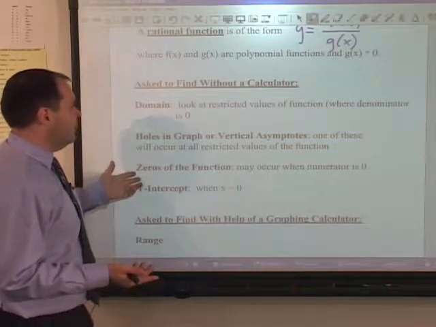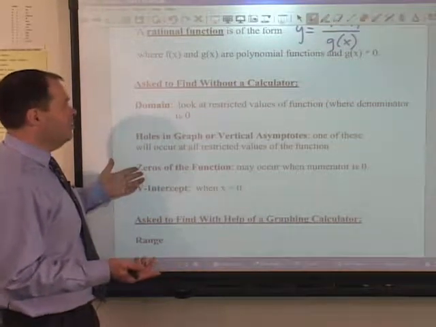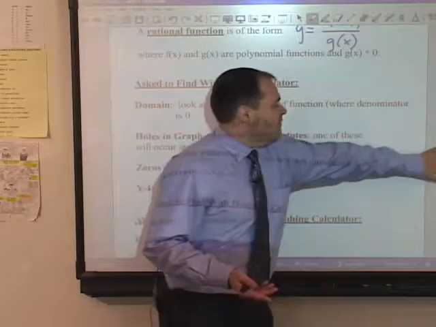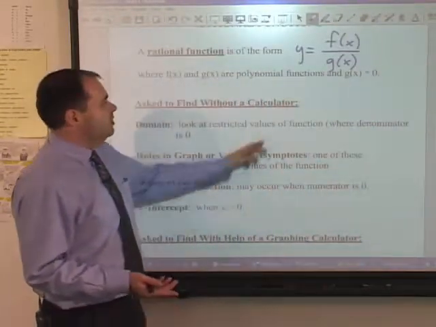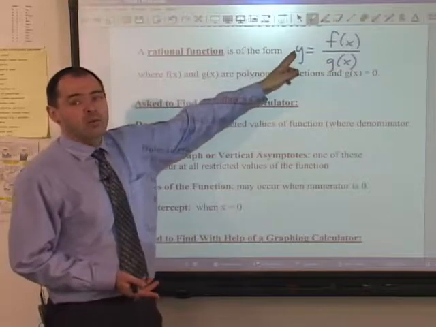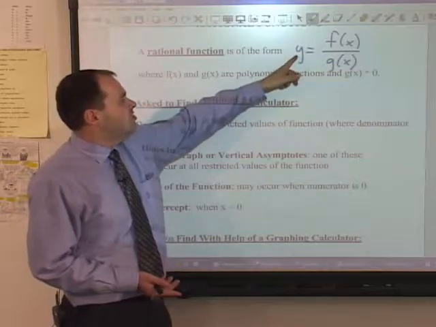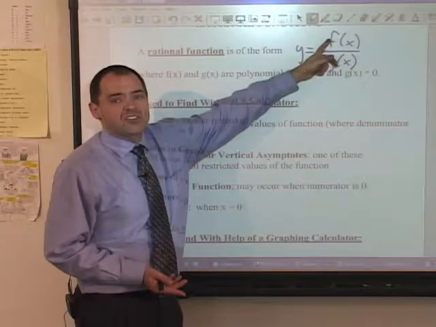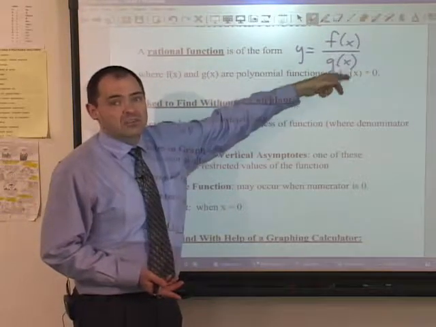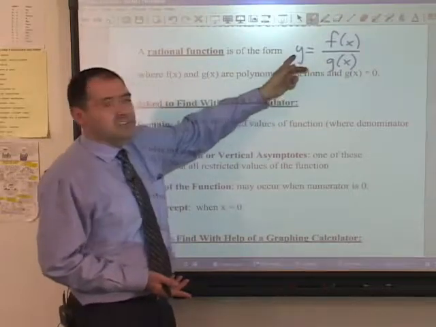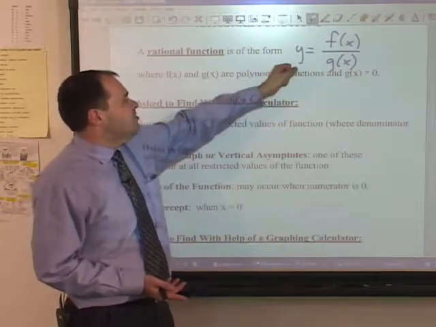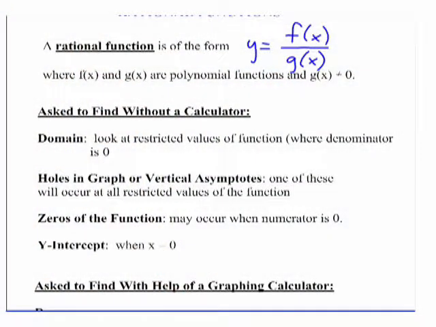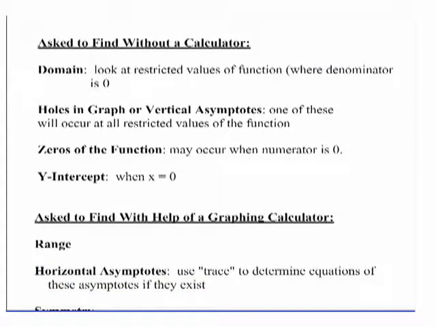The x-intercepts of the graph, the zeros of the function, occur when the y value of the function is equal to 0. If you look back at our rational function form, you only get 0 out of a fraction when the numerator is 0. 0 over a number that's not 0 would be 0. So the x-intercepts, occurring when y is 0, occur when the numerator is equal to 0. And the y-intercept of any function we know is when the x value is equal to 0.